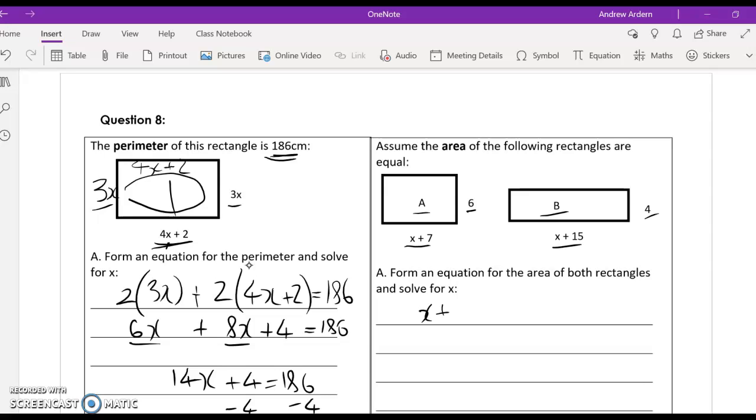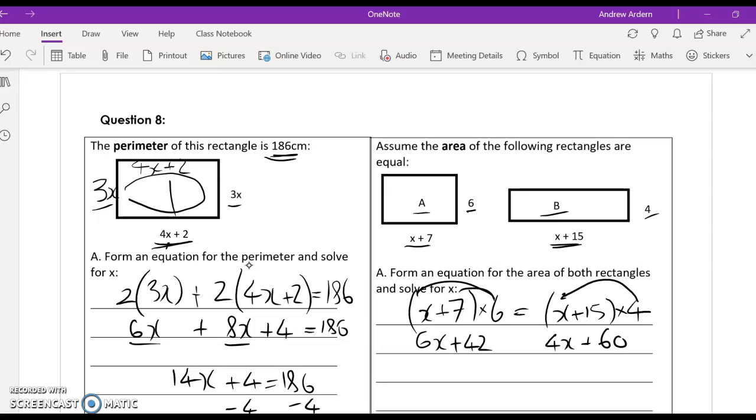and 7x multiplied, keep that in brackets, by 6 should equal x plus 15 multiplied by 4. Okay, that's the hard bit. Now I'm just going to solve it by getting rid of the brackets first. 6x plus 42, 4x plus 60.